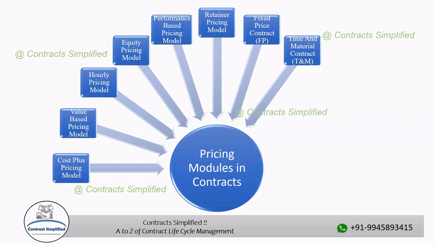T&M contracts offer more flexibility than fixed price contracts. They are suitable for projects where the scope is not well defined and changes are expected. This allows for adjustment as the project progresses and the requirements evolve. Contractors typically provide regular reports to the client detailing the hours worked, materials used, and expenses incurred during a specific period. These reports help to maintain transparency and accountability.